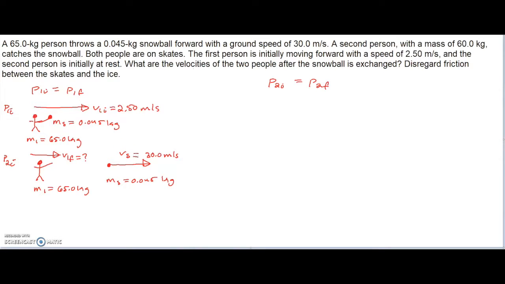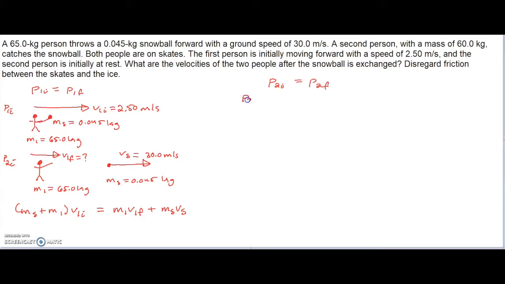So we can make up an equation to represent the conservation of momentum here. So initially, the mass of the snowball and the mass of the first person, they both have a velocity initial of 2.5 meters per second, but I'm not going to plug that in yet. And at the end, the first person has his own final velocity, and the snowball will get its own velocity as well, which would be 30 meters per second after it is thrown. So now let's get on to the second situation.